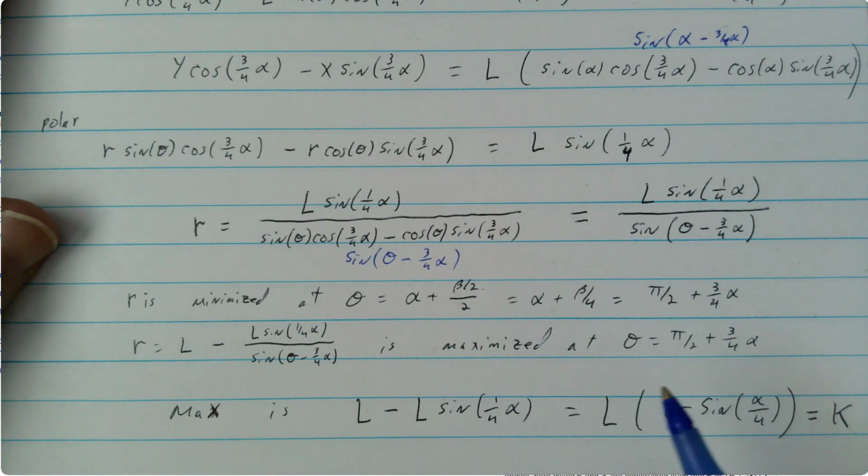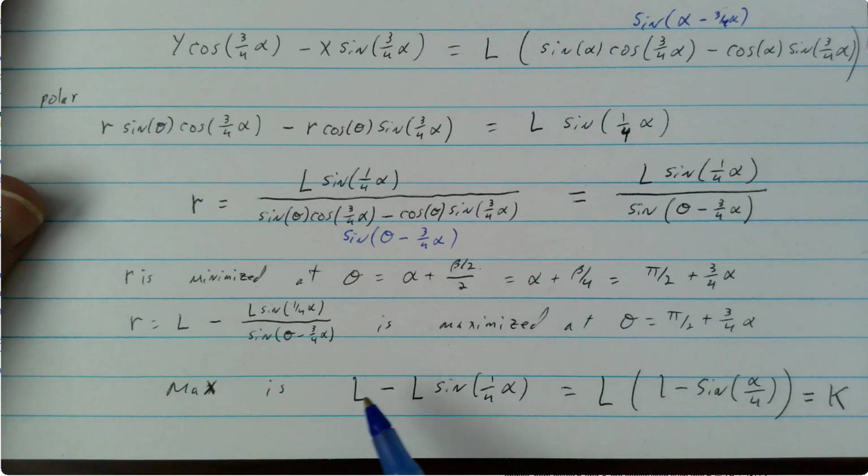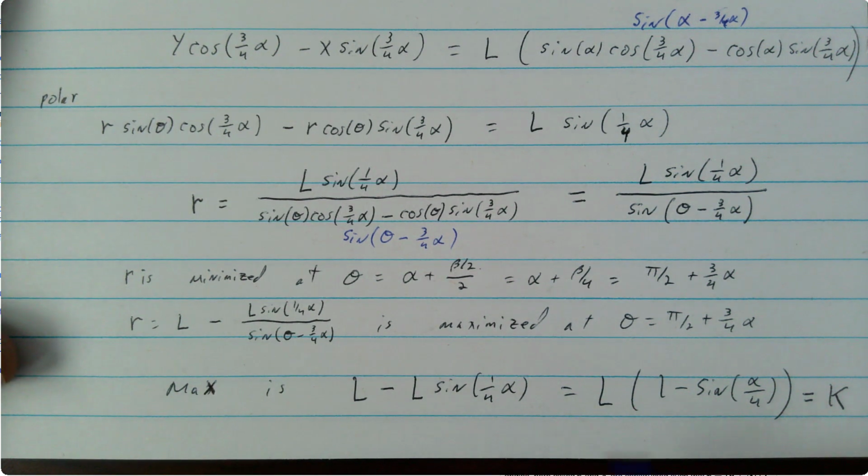And then what is the maximum value of R? I didn't want to keep using R because I use it for different things. But the max is then L minus that. And then I called it K here for something that comes in a later diagram. Because this is the slant length. And of course what I want to actually maximize is the vertical amount.